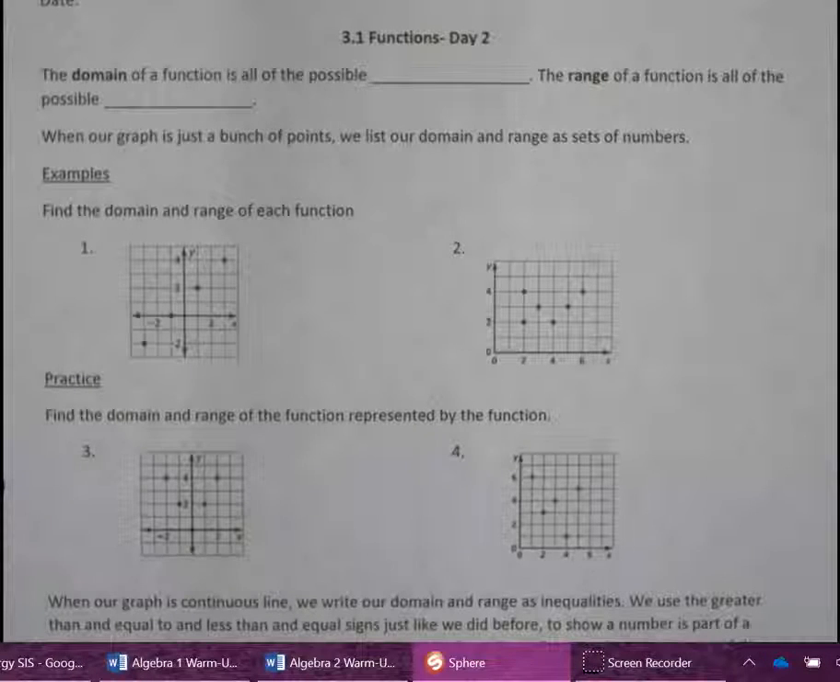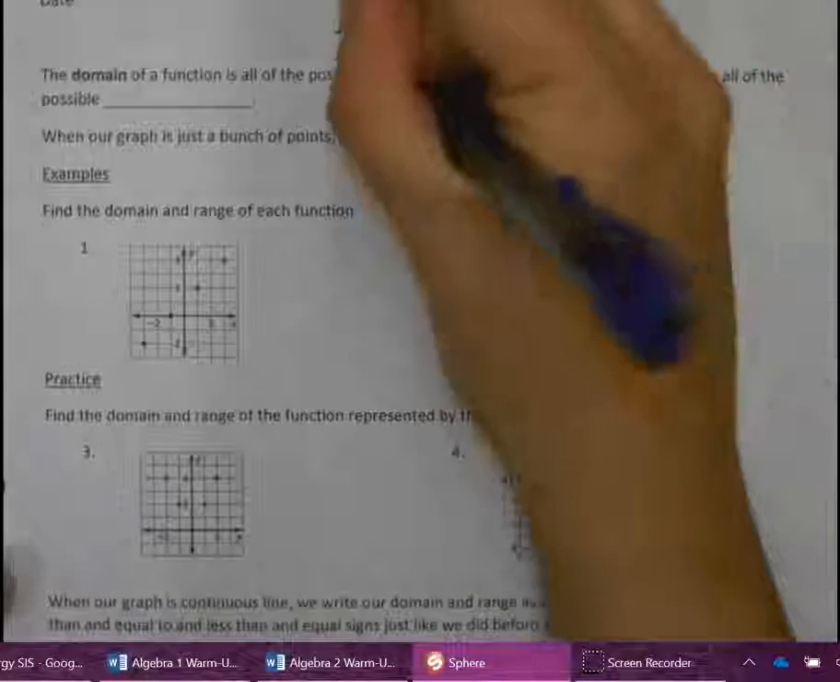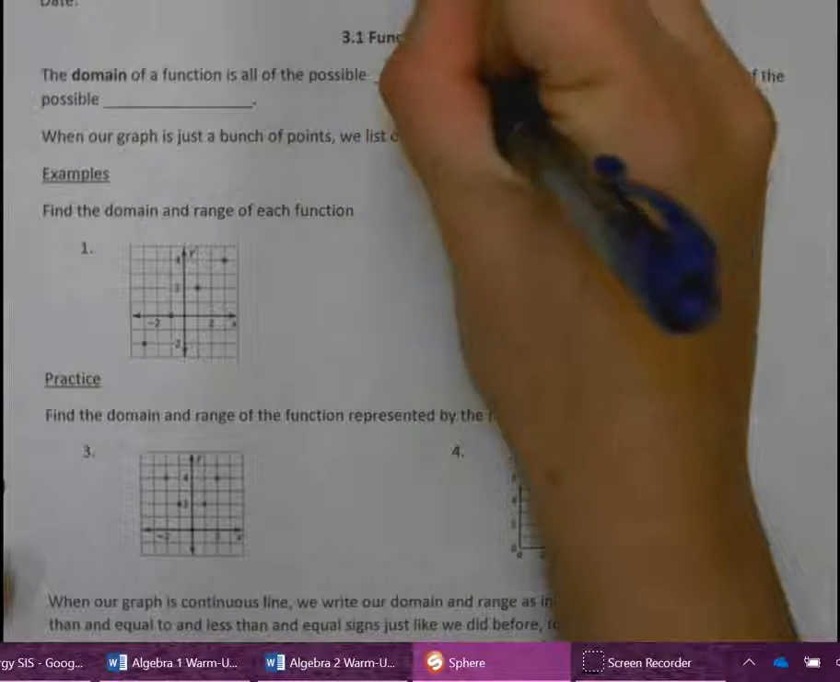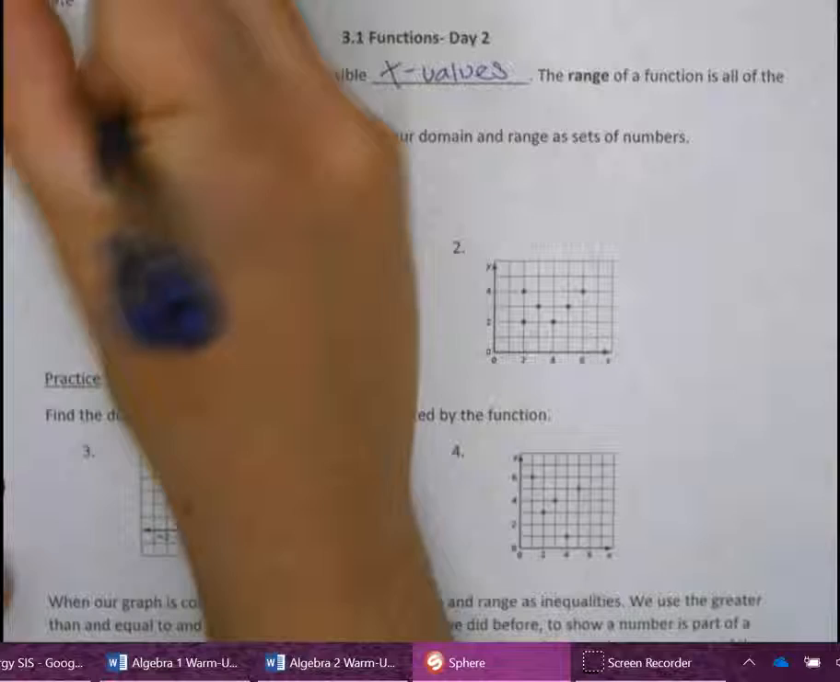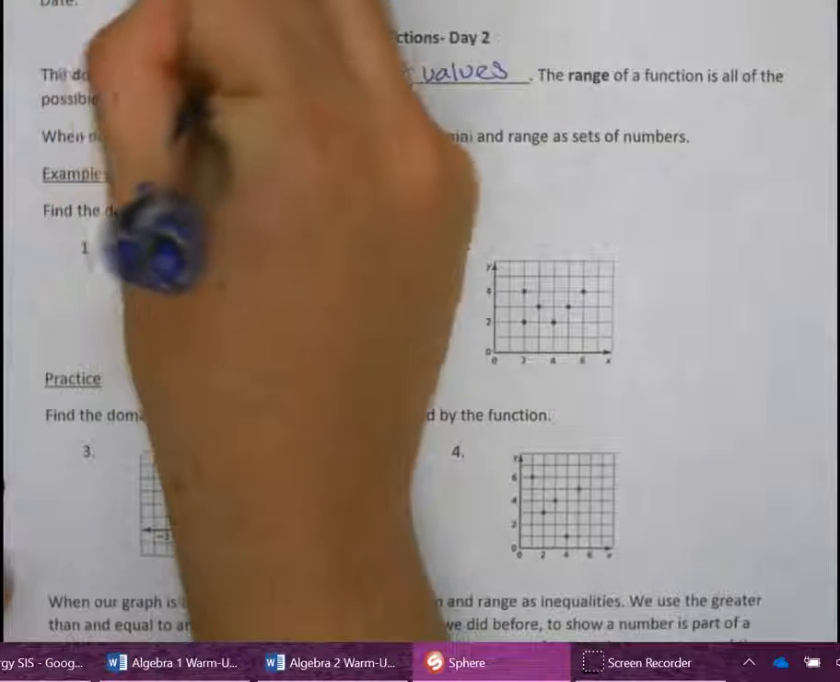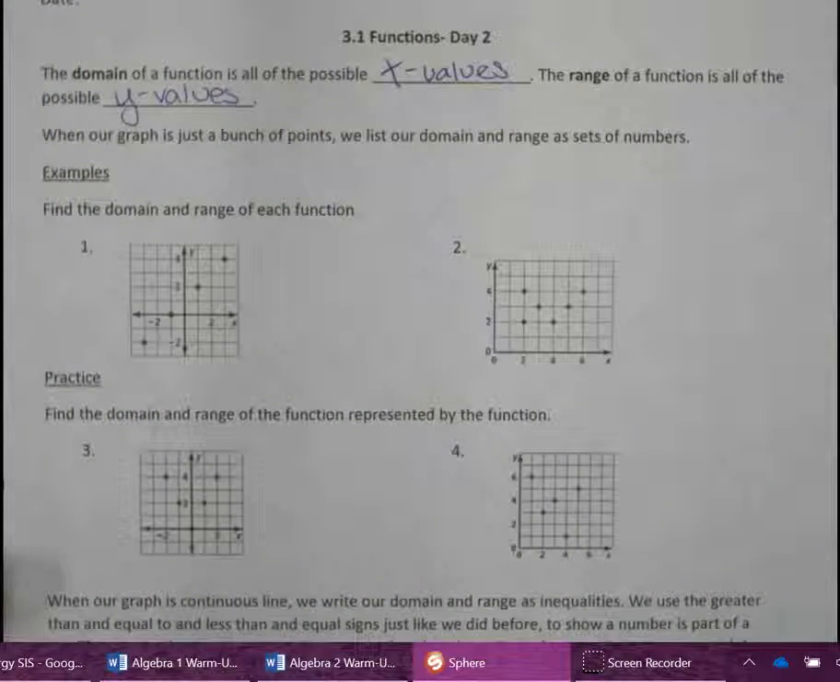So today we're talking about domain and range. Domain is all of the possible x values, and range is all of the possible y values.